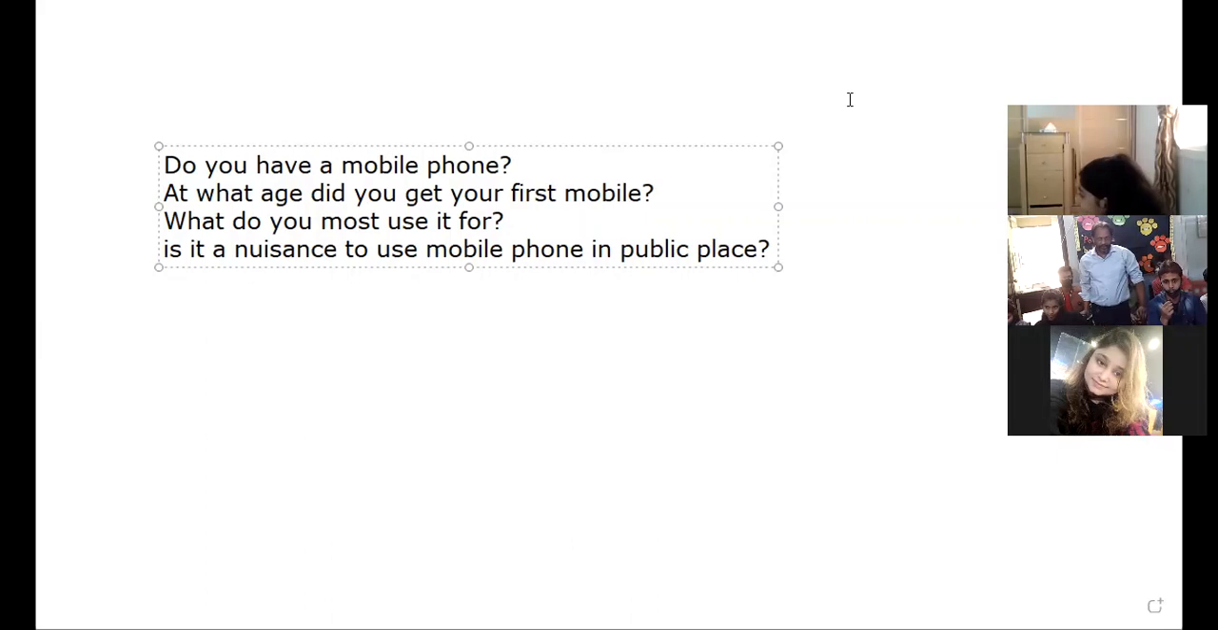Is it a nuisance to use a mobile phone in a public place? Do you use it in public places, like going to a swimming place and taking pictures and other things, some videos, pictures.